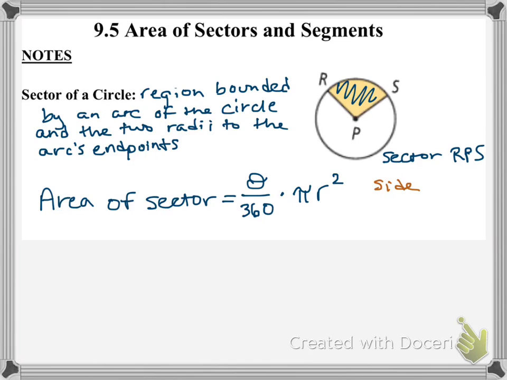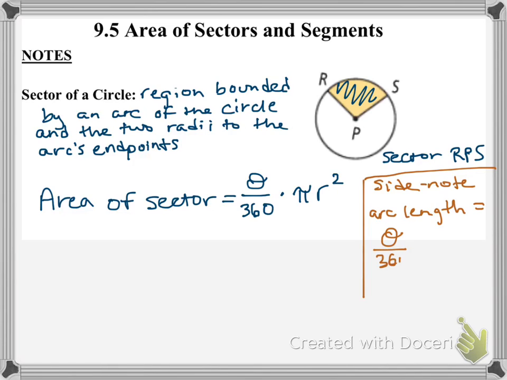Now remember, the last section we did arc length, and it was theta over 360 times 2 pi r. So I'm just going to, as an aside, write a little note to remember that the arc length was just a slightly different equation. Theta over 360 times 2 pi r. Okay, so very slight differences between the two equations, but you don't want to mess them up, or else you're going to be finding arc length when you're trying to find area of a sector, or vice versa.